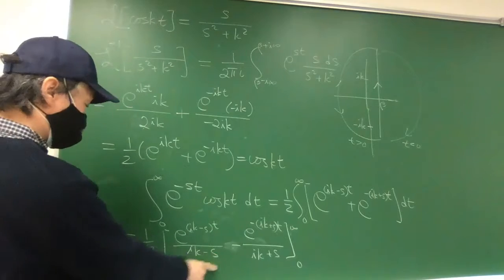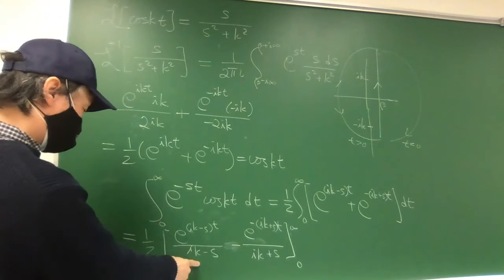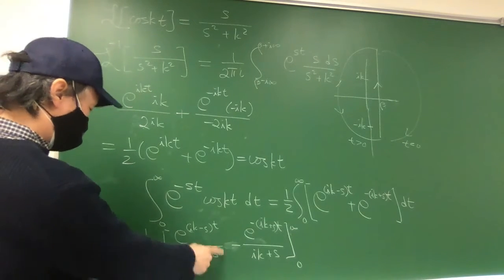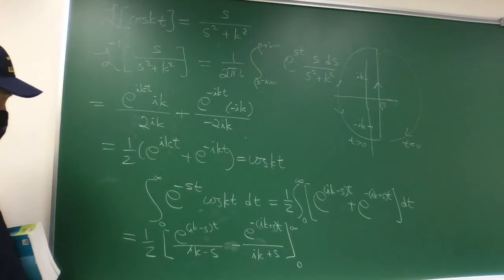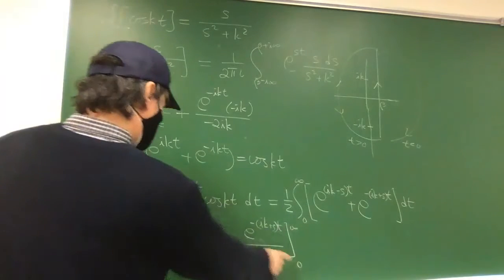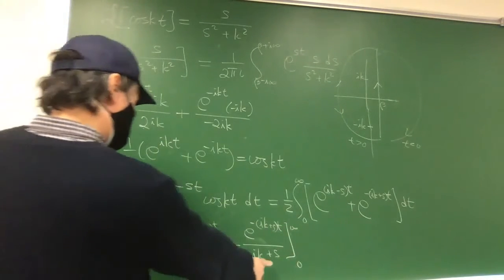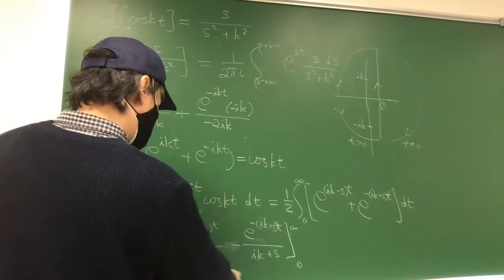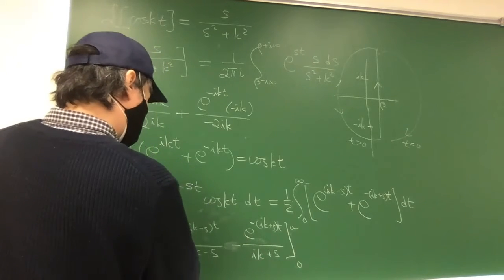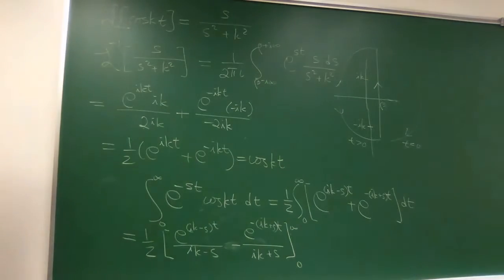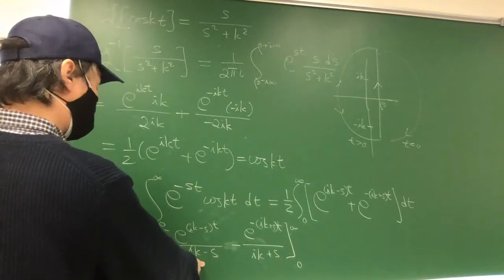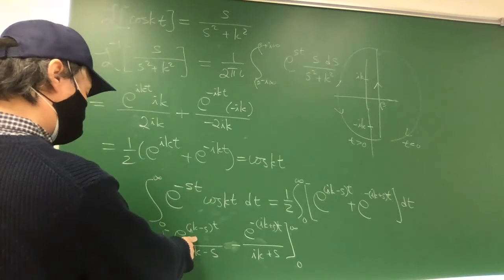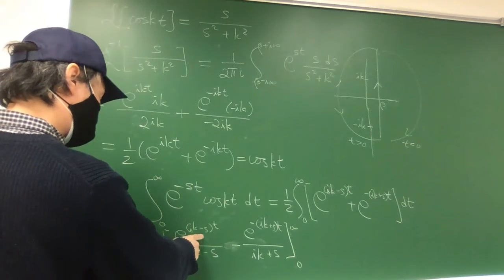So this is just the denominator. This one doesn't affect it. So you just substitute zero. This is one, and this is one, and this is one. And you combine the denominator. So this times that will get s squared plus k squared. And then the numerator will be s.